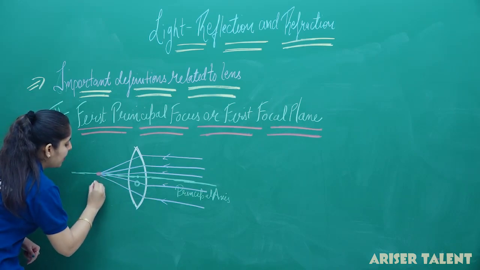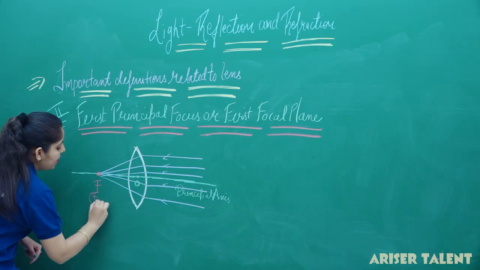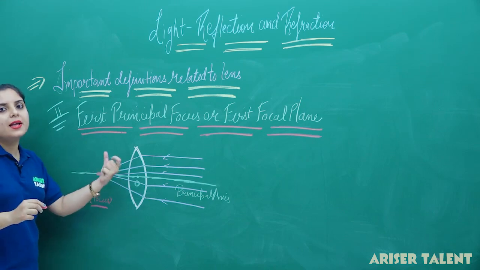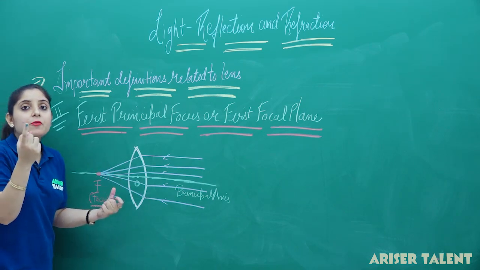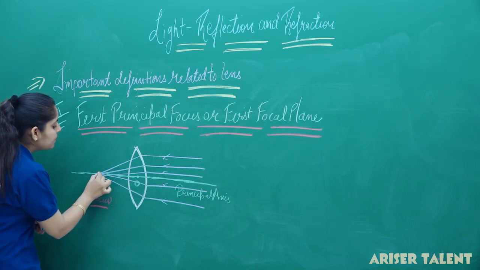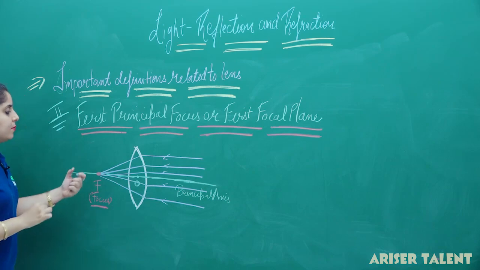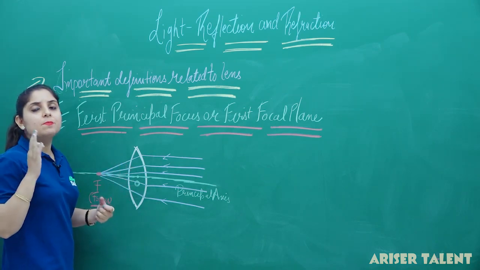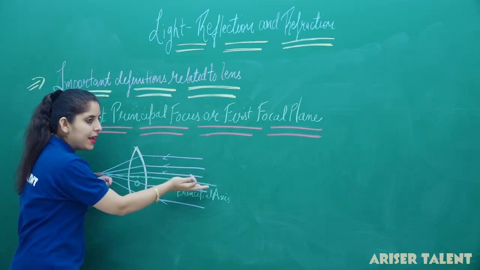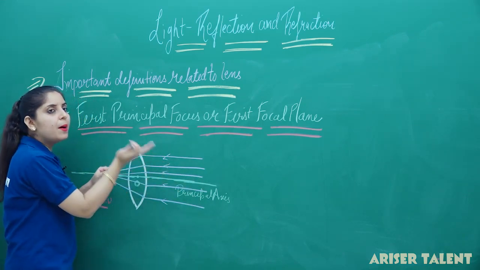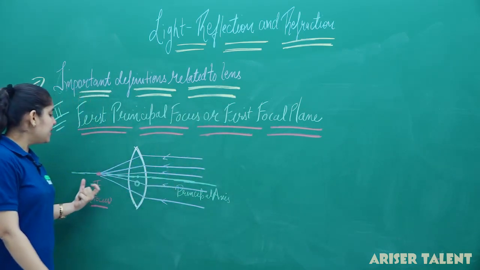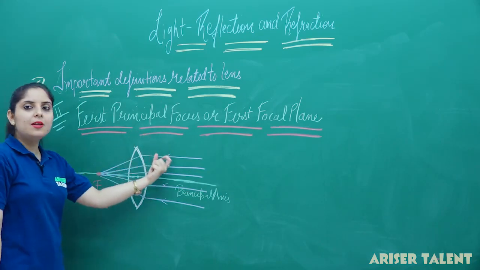This point will be our focus. F will be our focus, and this focus can be called the first principal focus, because after the first refraction, the light rays are going to converge at a point. So, this will be our principal focus. And you can see that a plane perpendicular to the principal axis, passing through that point, is known as the focal plane. So this is our first principal focus and this is our focal plane.